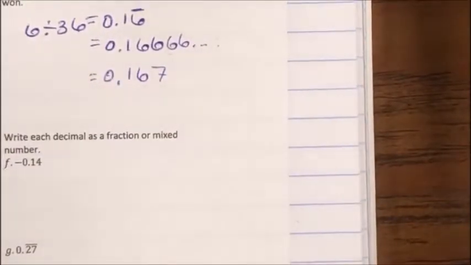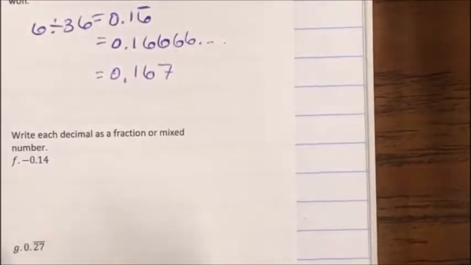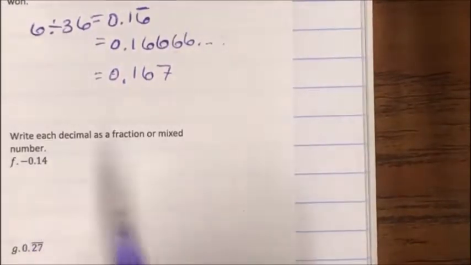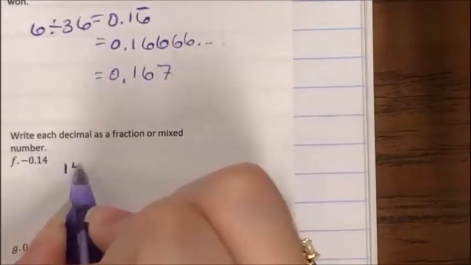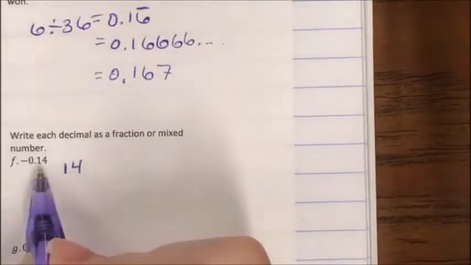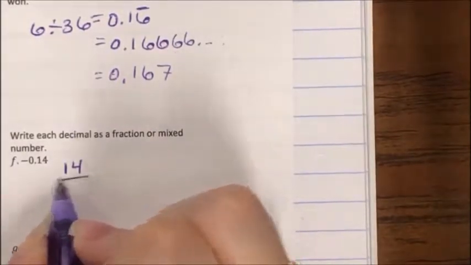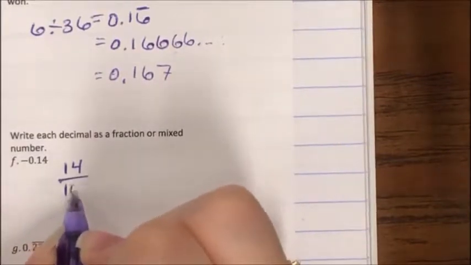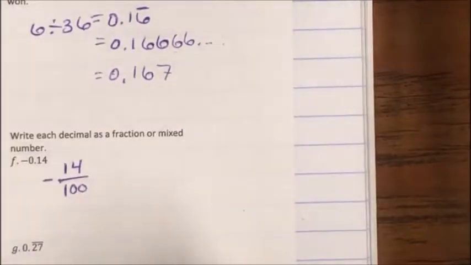F and G ask me to write each decimal as a fraction or a mixed number. So the first one I have is -0.14. So I'm going to put 14 because that's the number behind the decimal. And that's read as 14 hundredths because there are 2 places, so 2 zeros. Okay, and it is negative, so I'm going to put the negative sign out front.